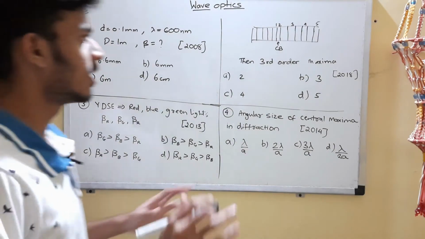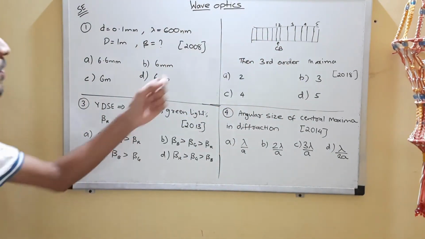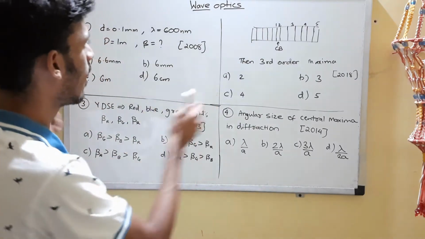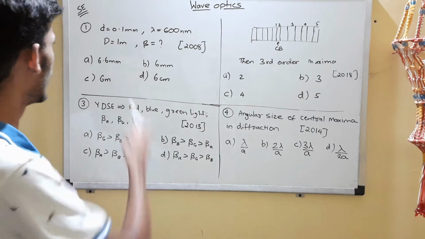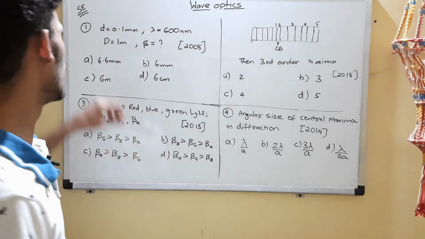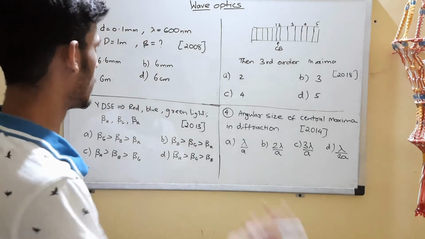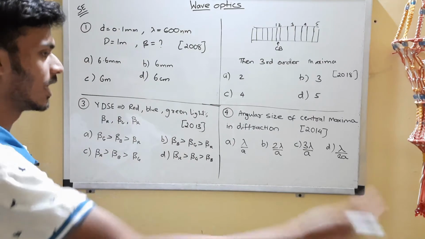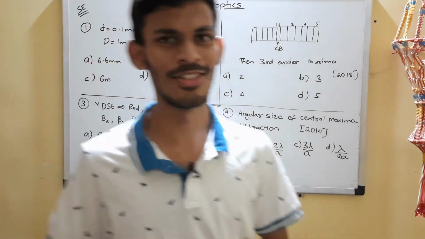So let's begin with the super easy category like we always do for A series. So here is question 1 from 2008. Here we have a YDSE experiment going on, and you are given the following data: not the fringe width, the distance between the two slits is 0.1 millimeters. The wavelength of the light used is this much. The distance between the screen and the slits is this. You are supposed to tell what is the fringe width.